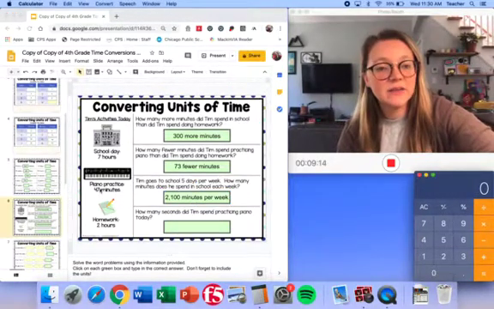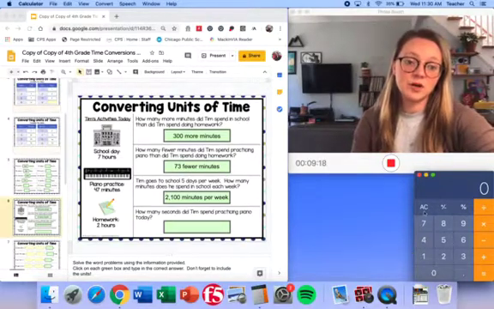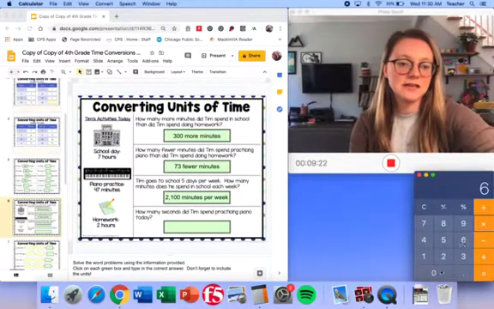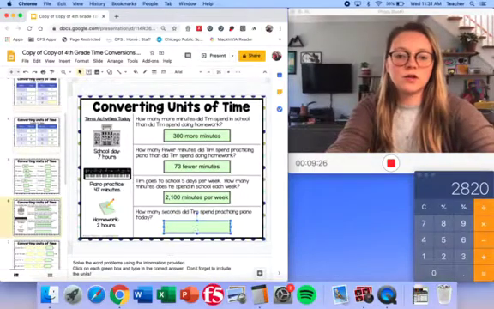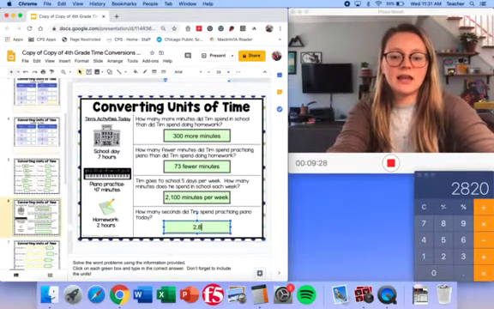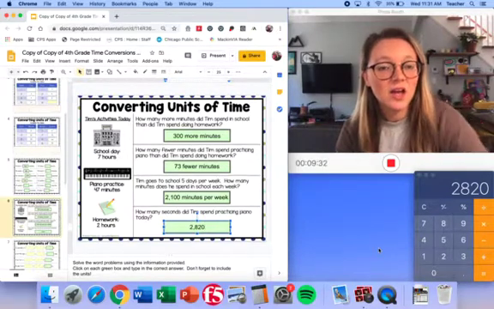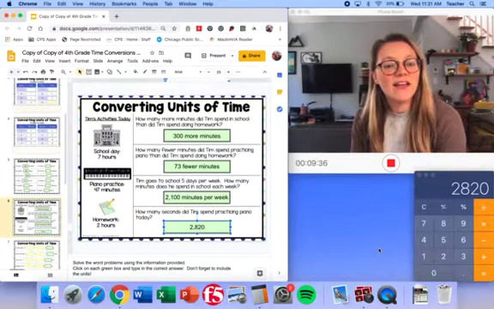How many seconds does he spend practicing piano today? So he practiced piano for 47 minutes. There are 60 seconds per minute. So I'm going to do 47 minutes times 60, and that tells me he practiced piano for 2,820 seconds.